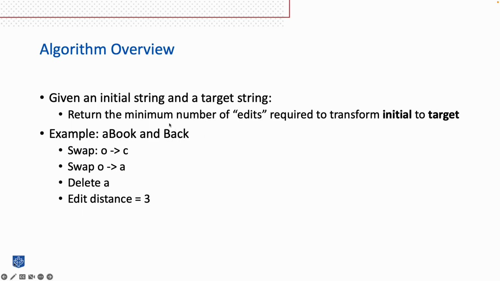What this algorithm is, so it takes in two strings, an initial string and a target string. And what we're trying to do is transform initial into target with the minimum number of edits possible.